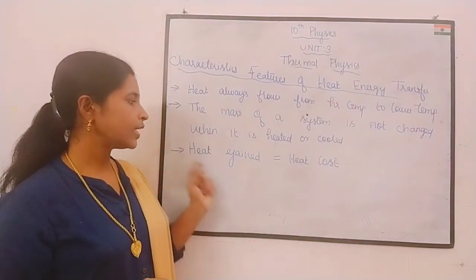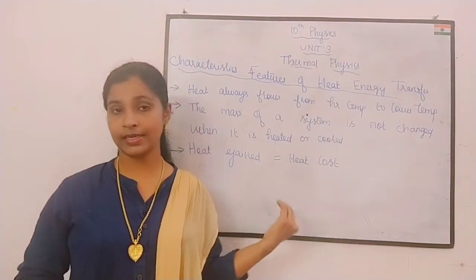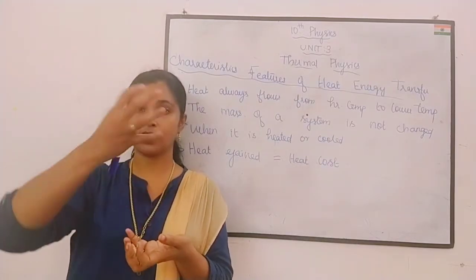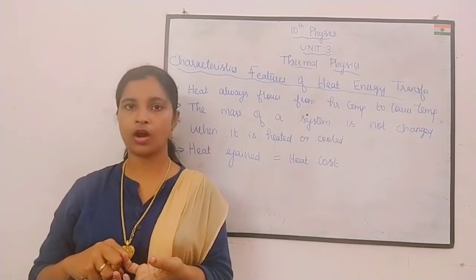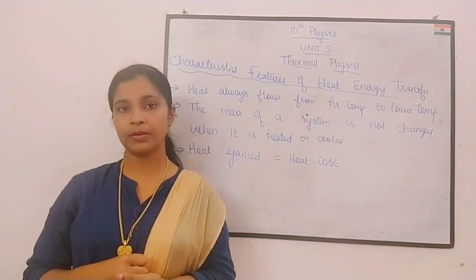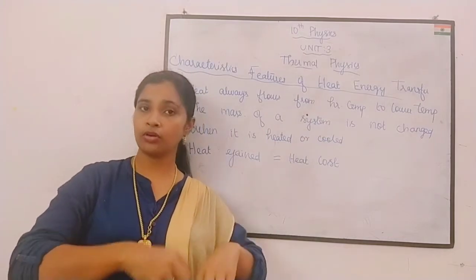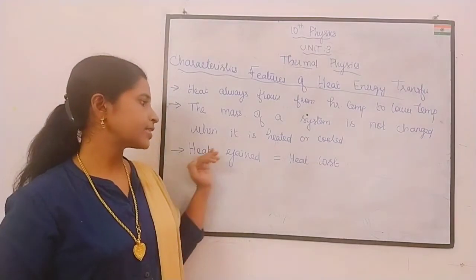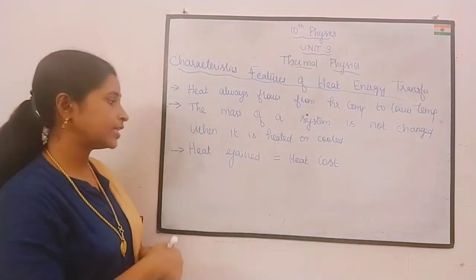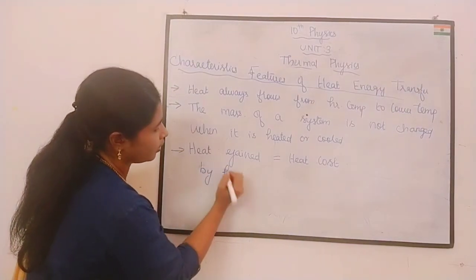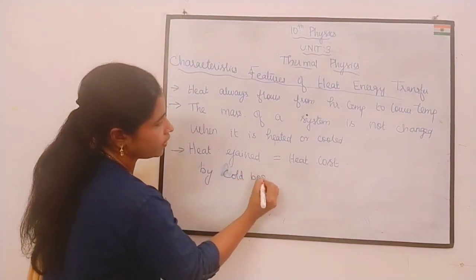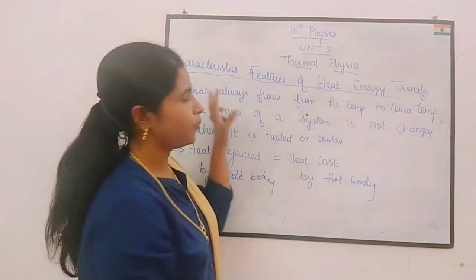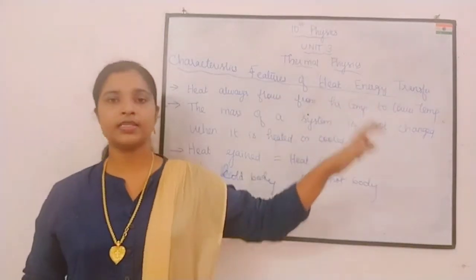The third one, heat gain is equal to heat loss. As I already discussed, if you keep an ice cube inside hot water, the ice cube will gain some heat from the hot water. Whatever amount of heat the hot water gives, that is what the ice cube gains, right? So heat gain is equal to heat loss. Heat gained by the cold body is equal to heat lost by the hot body. Okay? So these are the three important characteristics in a heat energy transfer.